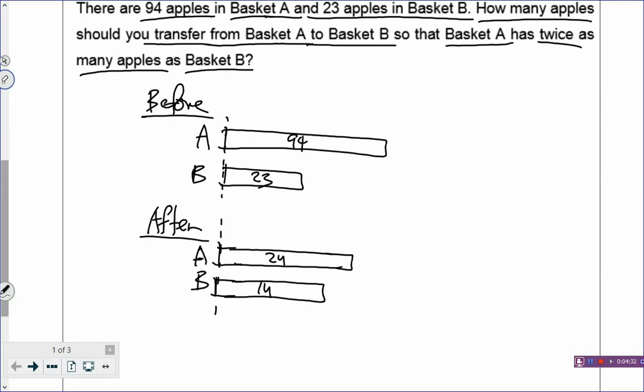So what do we do? We go and find the total. Okay, but we forgot something. We forgot to put the question mark. So how many apples must you take out from A and put into B? So are we able to put the question mark in the model? I think we can't do that.